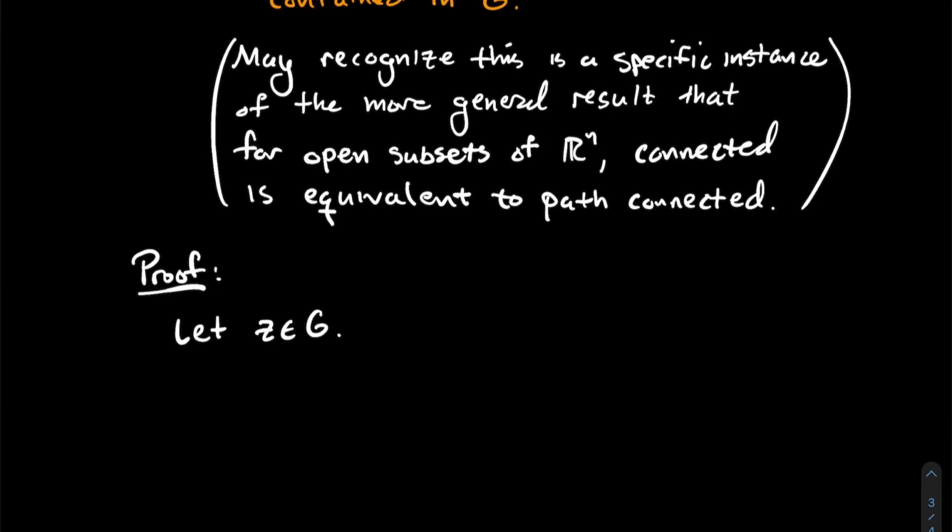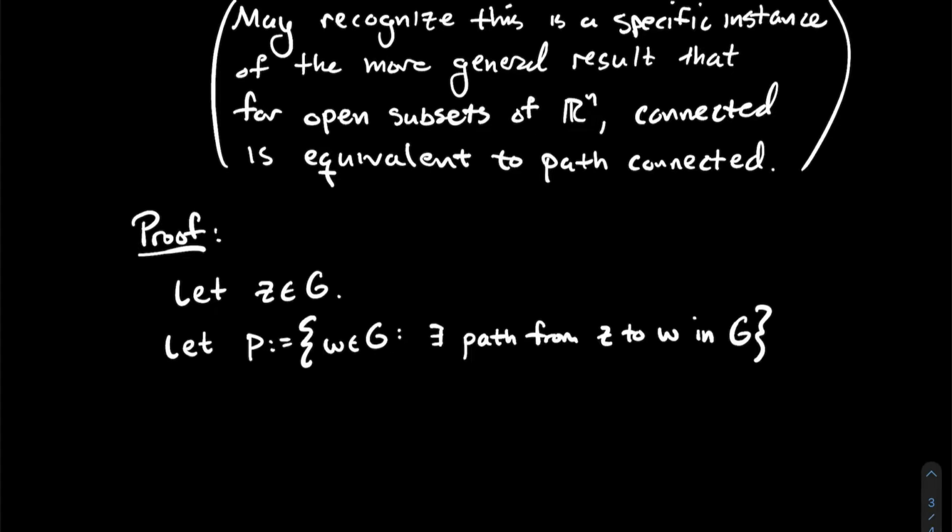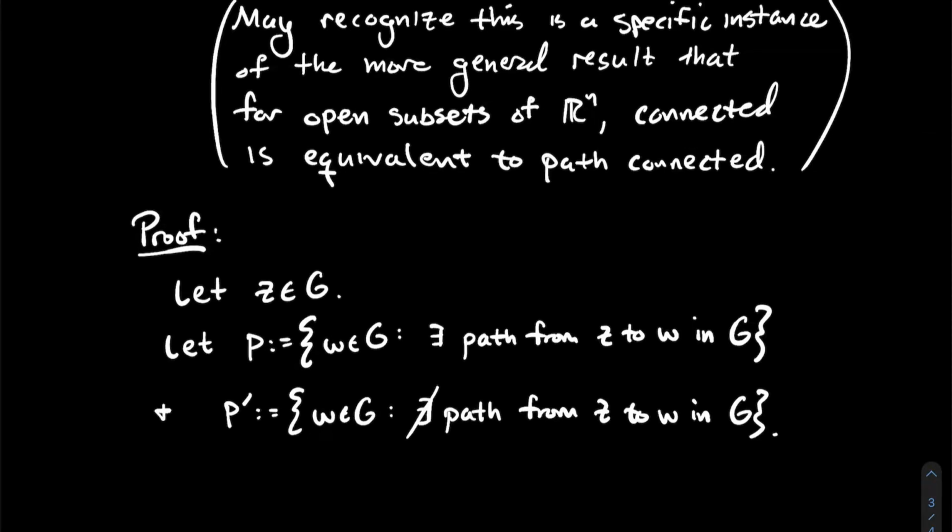So let's let Z be an element of our region G. And we're going to look at two sets. The first set I'll call capital P, and that's all complex numbers W from G, such that there exists a path from W to Z. So Z is this fixed thing I'm going to refer to all the time, and now I'm saying let's consider all the points that can be connected to Z by a path that's contained inside of G. And let's let P prime be the complex numbers in G such that there's no path that connects W to Z.